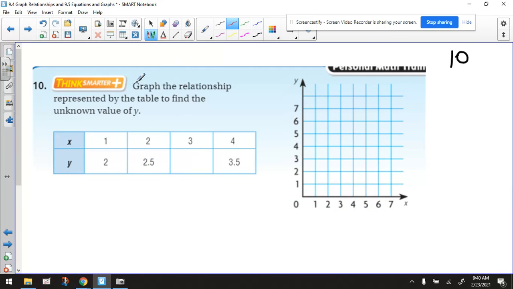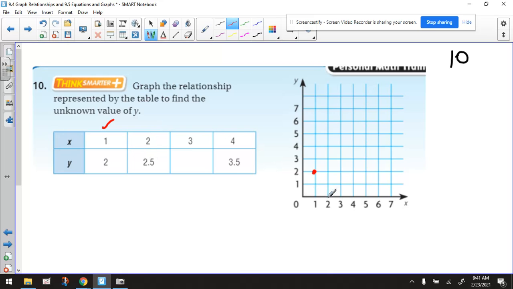It says graph the relationship represented by the table to find the unknown value of y. Now, what makes this a little bit tricky is the fact that we're not dealing with whole numbers. We have decimals here. The first ordered pair shouldn't be too difficult to plot. We'll go over 1 and up 2. That's easy peasy. But the next one is a little more challenging. They want us to plot 2 and 2 and 5/10.